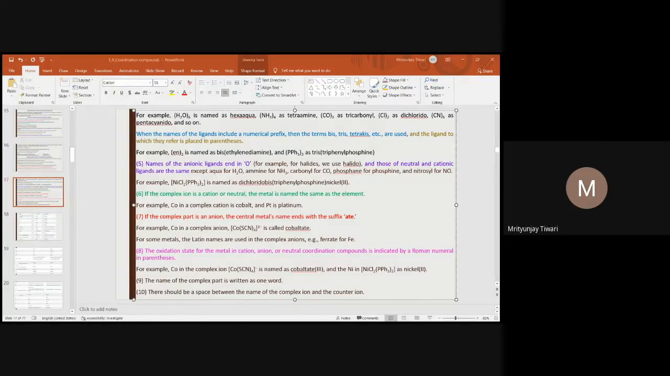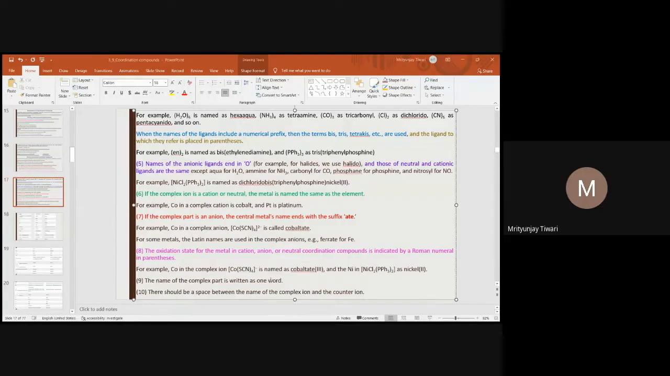And the name of this complex will be, this ligand name contains a numerical prefix. It is ethylene diamine, di is there, so we'll write tris in this case to represent its number, and this is 3. So tris means 3, then the name of this ligand in parentheses, ethylene diamine, and then cobalt in plus 3 oxidation state, and then sulfate is the name. There are some other examples as well, and these examples we will see in our next lecture.